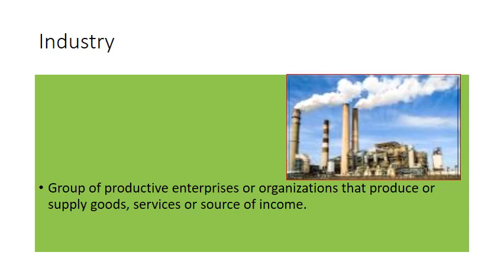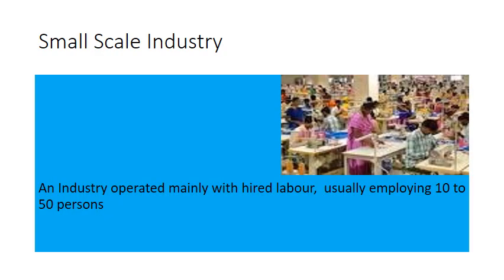Now let's move towards the kinds of industry. First is small scale industry. A small scale industry is operated mainly with hired labor, usually employing 10 to 50 persons. So a small scale industry is a small industry that produces goods at small scale with limited employees. Generally speaking, there are 10 to 50 persons working in it with very low capital.